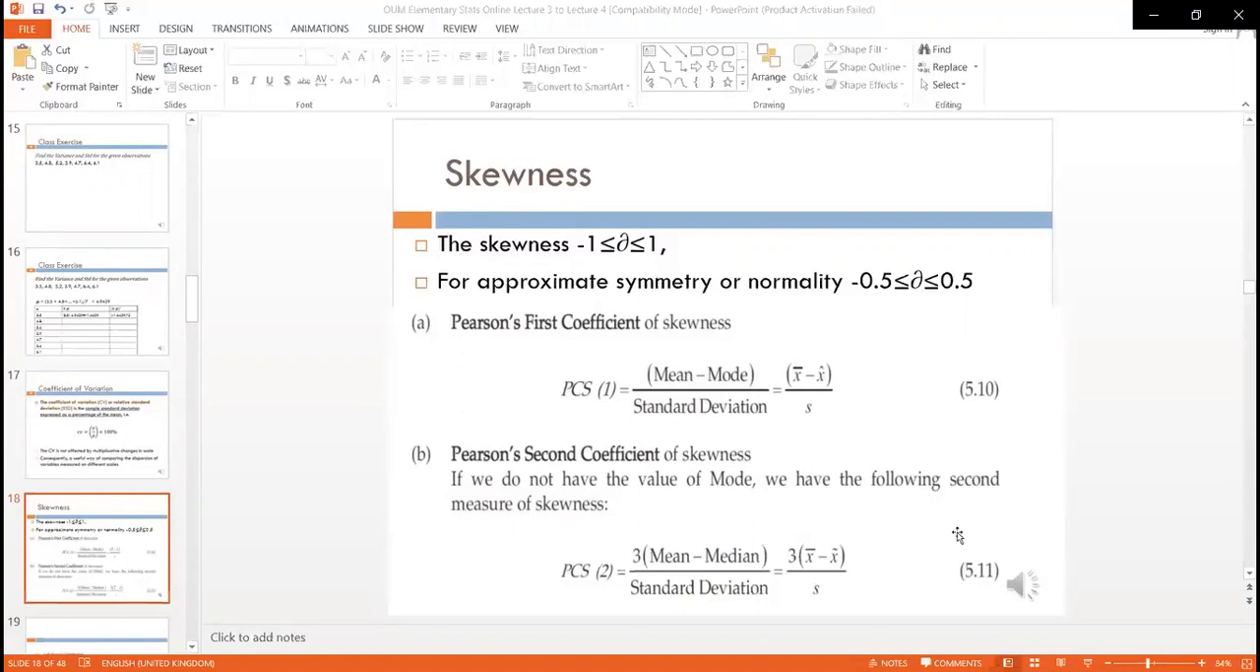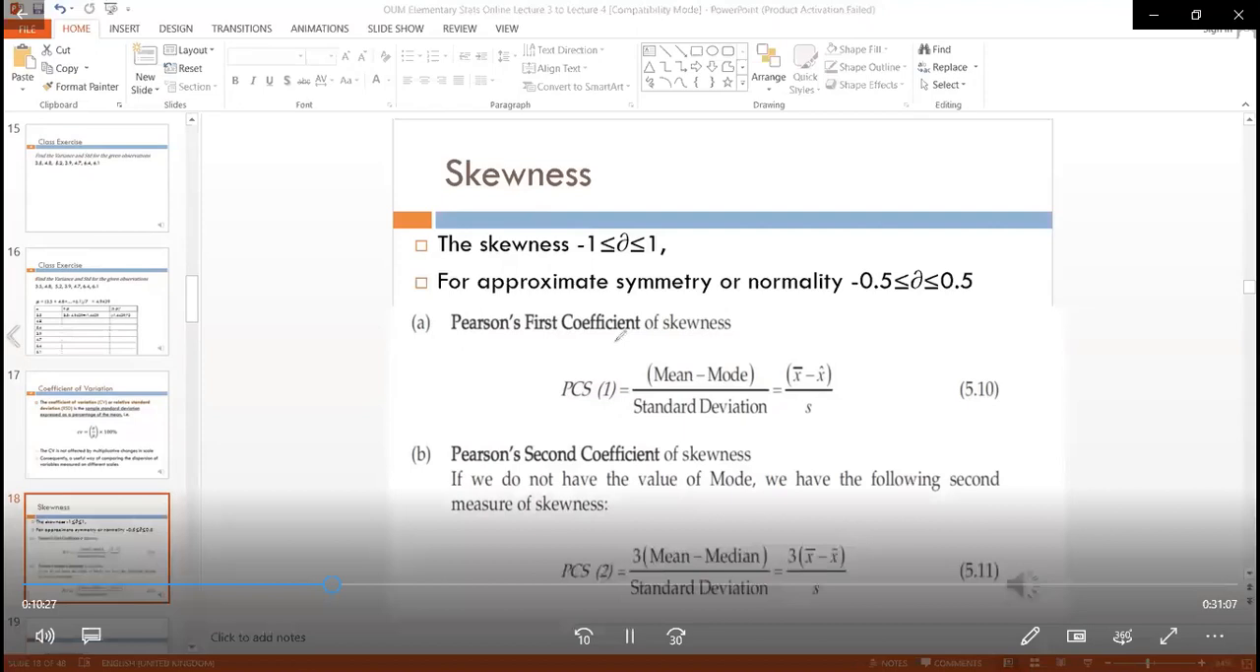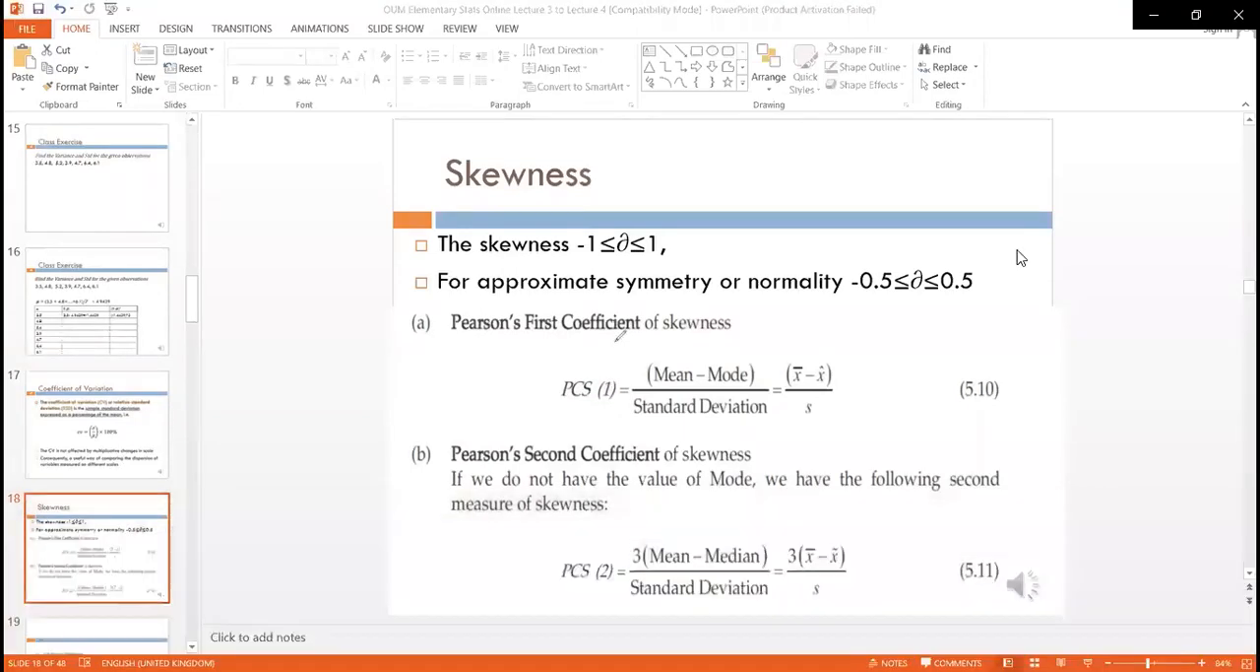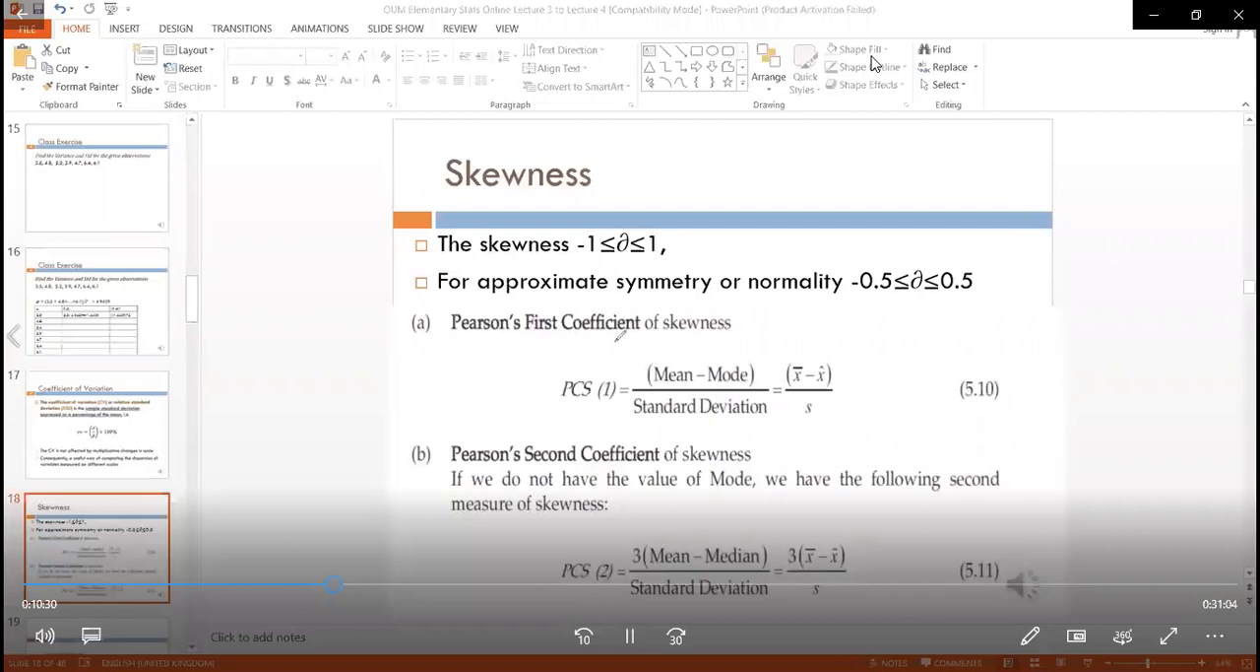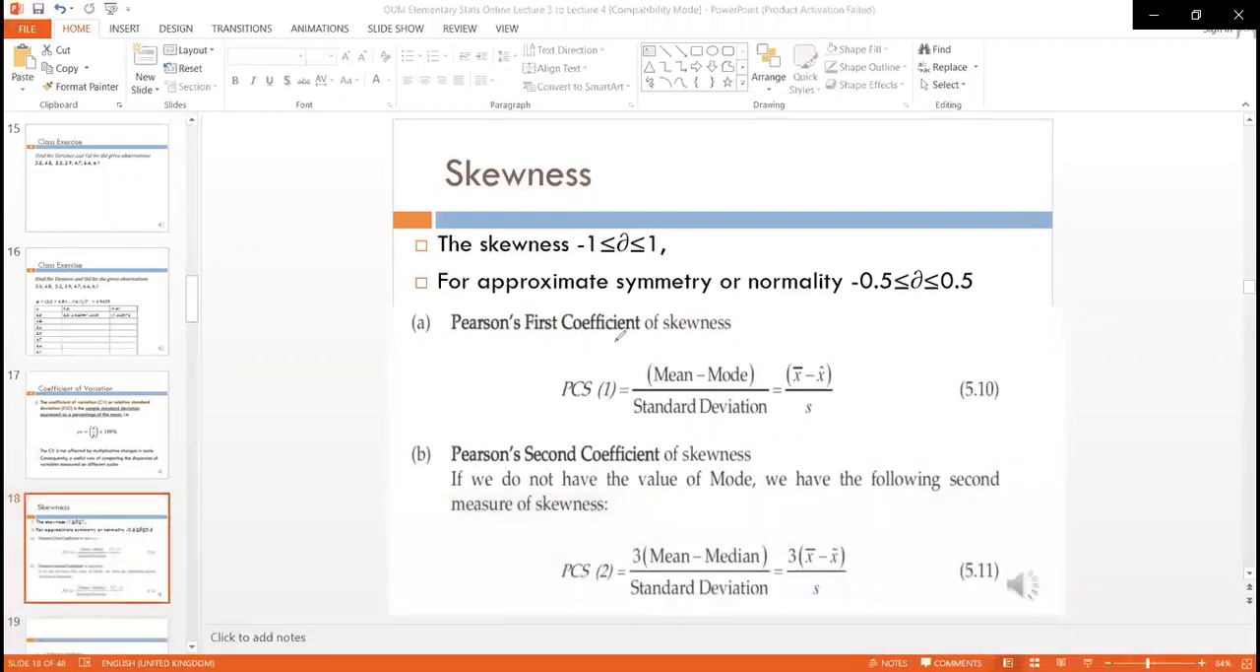The measure of skewness can be estimated using Pearson's first coefficient of skewness, which is defined as the mean minus the mode of the data over the standard deviation. Pearson's second coefficient of skewness is defined as 3 times the mean minus the median over the standard deviation. We use this in the case when we don't have the mode of the data, or when we are not given the mode.